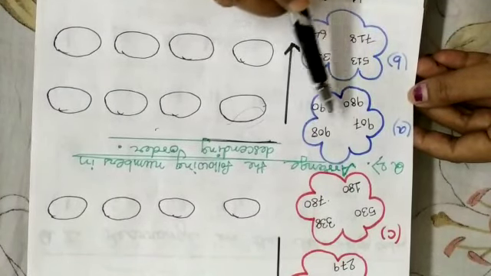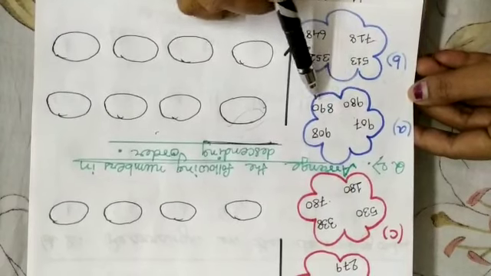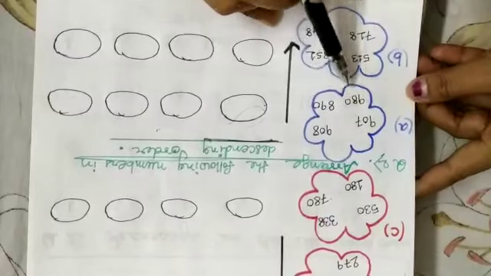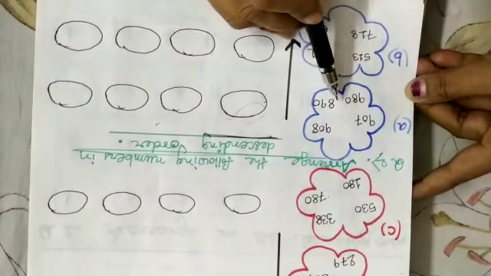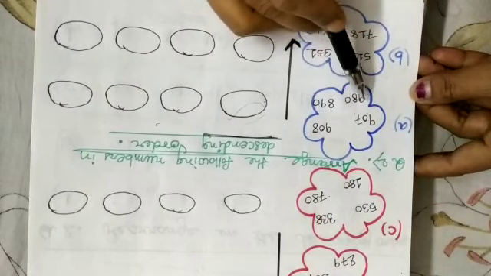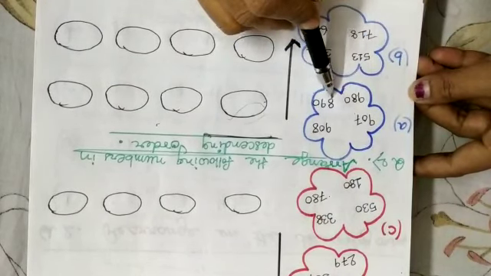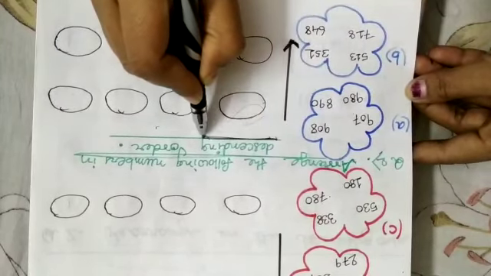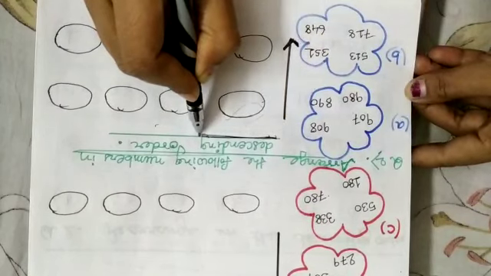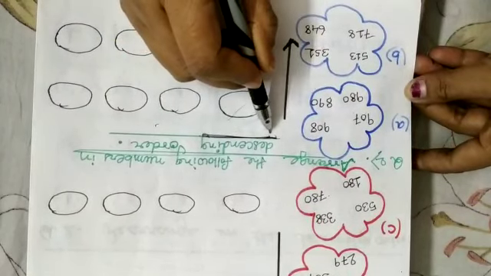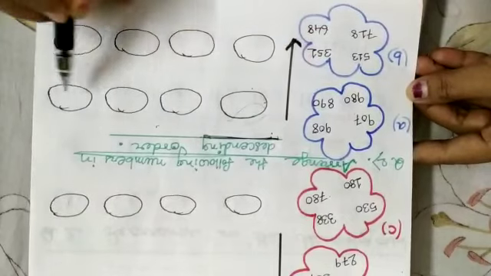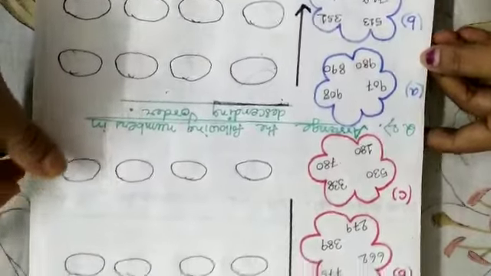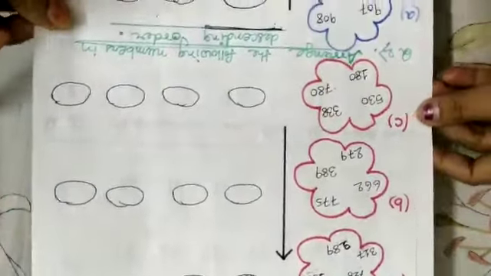907, 908, 980, 890. Read it once, twice, thrice. Read it again and again, and after that you will practice. 819 is the smallest, but don't write it here because we have to write descending order. Descending order means from the biggest number to the smallest, biggest to smallest; ascending is smallest to biggest. You all know very well.